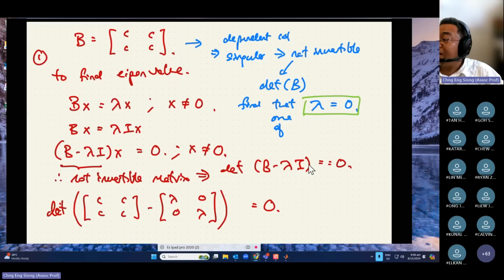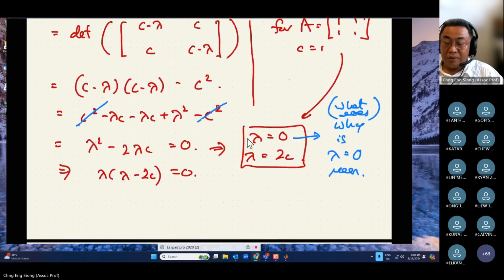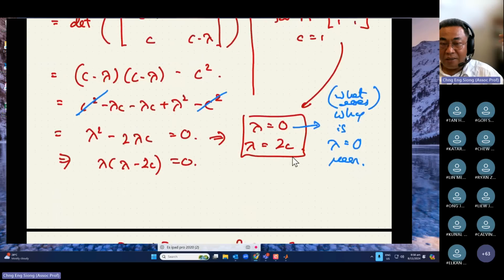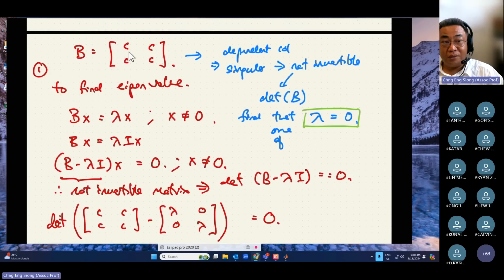So Marvin, why are they the same, right? The answer is this. You go and solve for the eigenvalues of B, which are 0 and 2C, and then you substitute into this matrix and solve for the eigenvectors. And then you realize that for any C, it's the same. Clear, Marvin?